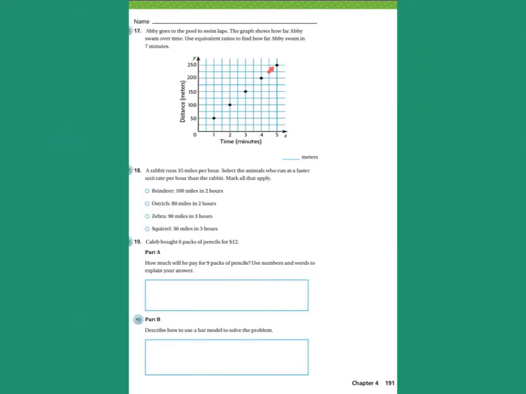So if that's the case, then at 6 minutes, we should be at 300. And so then at 7 minutes, we're going to be at 350. So it's going to be 350 meters, right? Because the unit rate is for every minute you're going 50 is your distance.